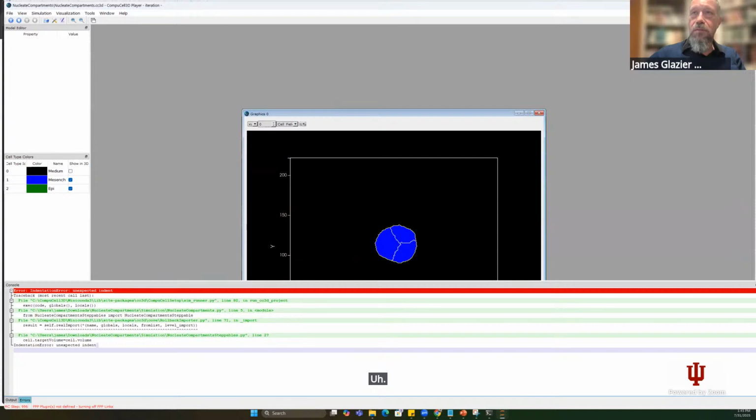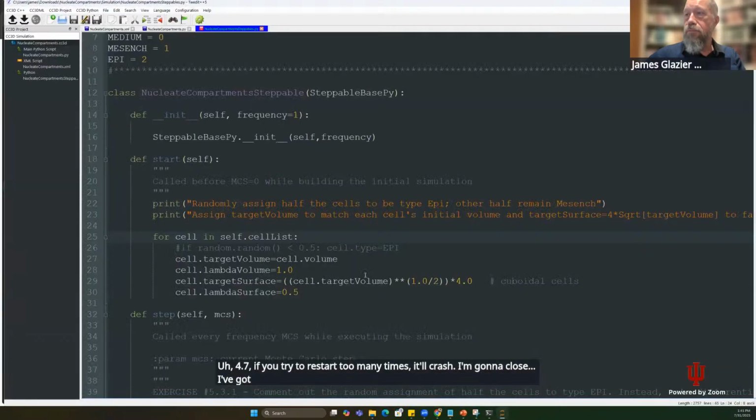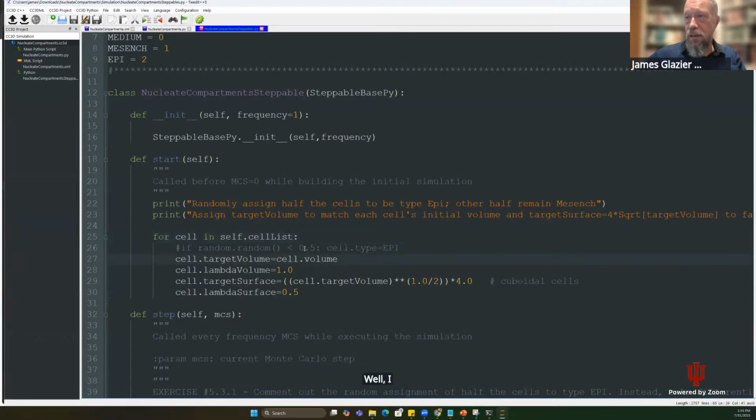Now, as I mentioned to people before, 4.7, if you try to restart too many times, it'll crash. So I'm going to close this while I'm fixing it. Let's see why there's an indentation error here. Oh, okay. No, that looks all right. Yeah, I don't see an indentation error.